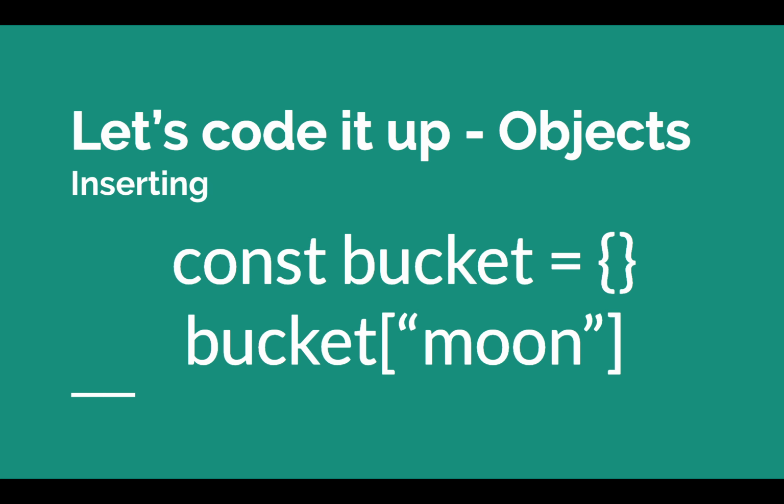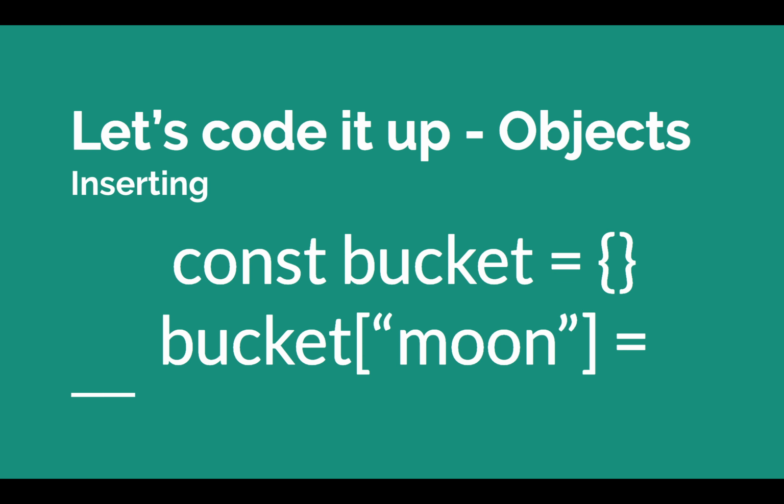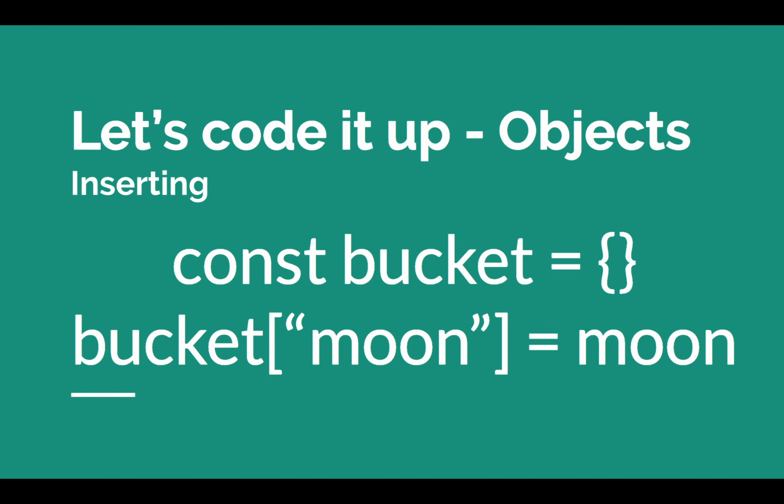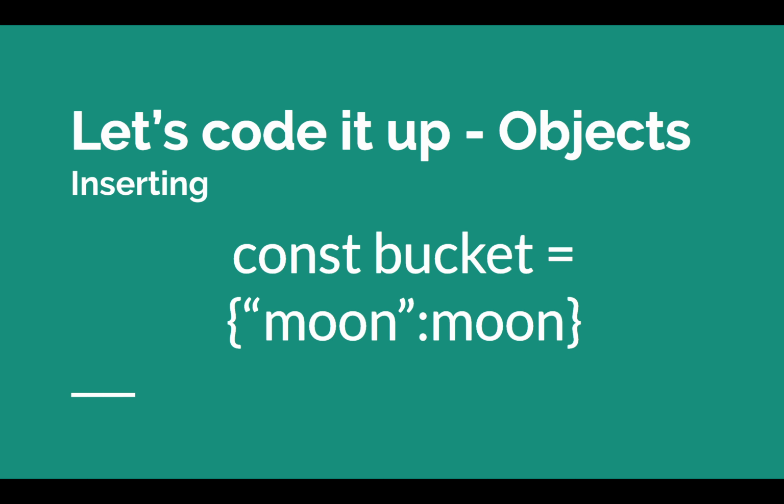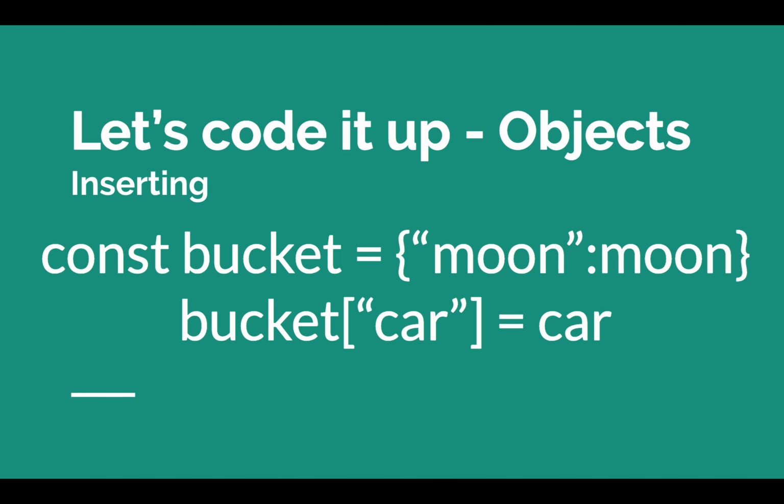If we want to insert something, we say bucket, and we use square brackets, and then we give it our label. So here we've got under quotation marks moon, and we say moon is equal to some kind of moon thing. It could be a string, it could be a number, it could be whatever. And what this does behind the scenes is, inside of our variable bucket, we now have our property with the key moon, and the value, separated by the colon, is also moon. So this is our starting position. We've got a bucket with a property with the key moon and value moon. That's probably a mistake on my part.